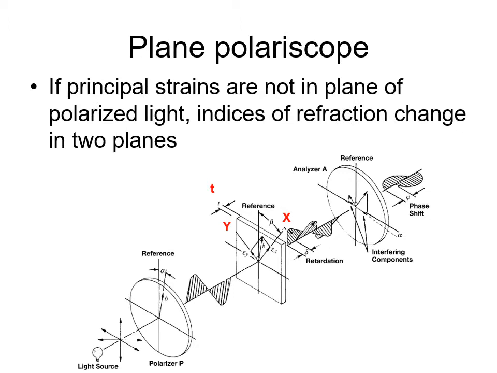In this diagram, we have the case where the principal strains are not in the plane of polarized light, so the indices of refraction change in two planes. Looking at our diagram, the light source goes through our polarizers and comes out in one plane, then goes through our specimen of known thickness, with some reference angle beta. It comes out with the delta we just learned how to solve for on the previous slides, and then goes through our analyzer A. We have our interfering components, and we can see that there's a resulting phase shift.